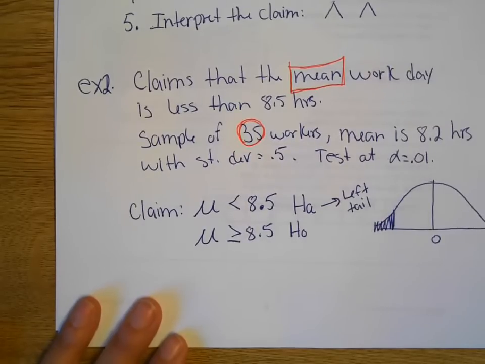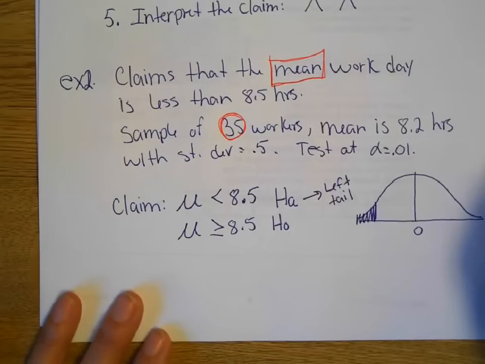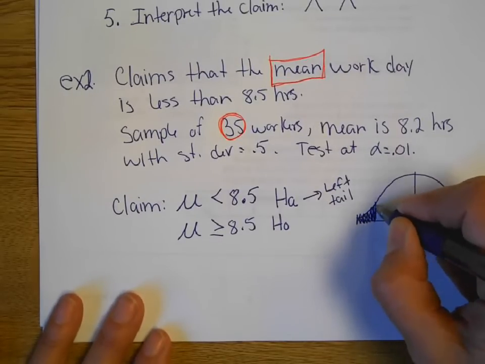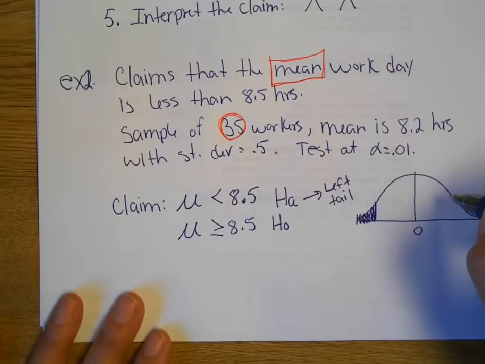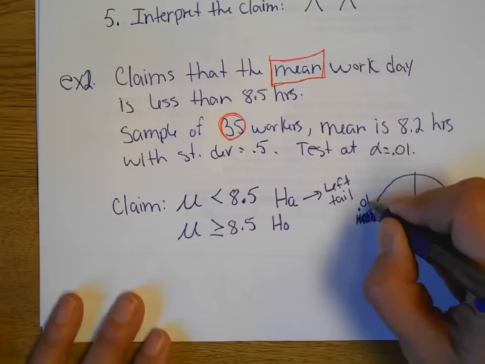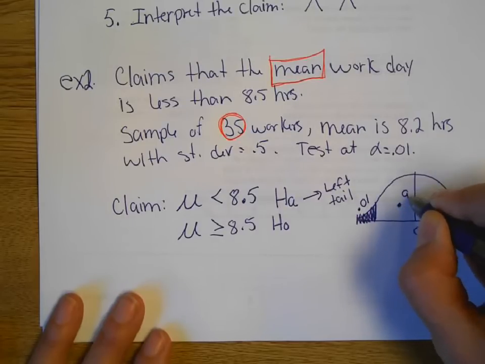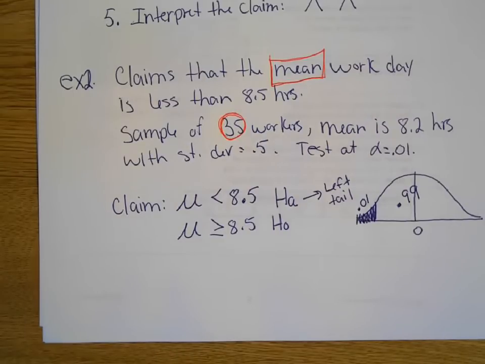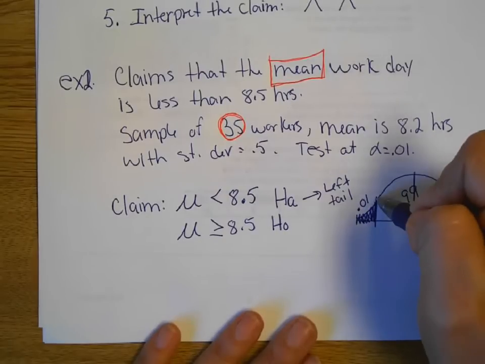And how much is shaded? Uh, 8.5? Try again. The 1%. Okay. Which means we've got 99% unshaded. Okay, so we sketched the rejection region. Now we've got to find the critical z-score. The critical one separates these two regions.